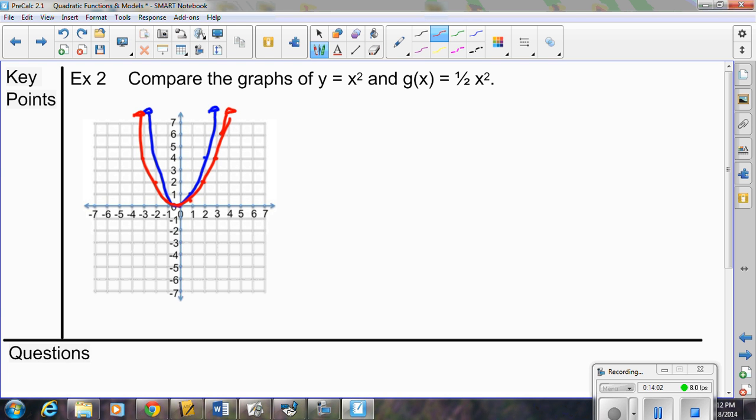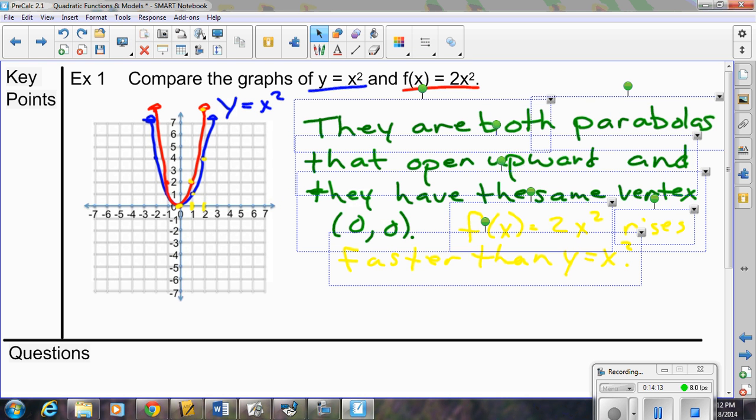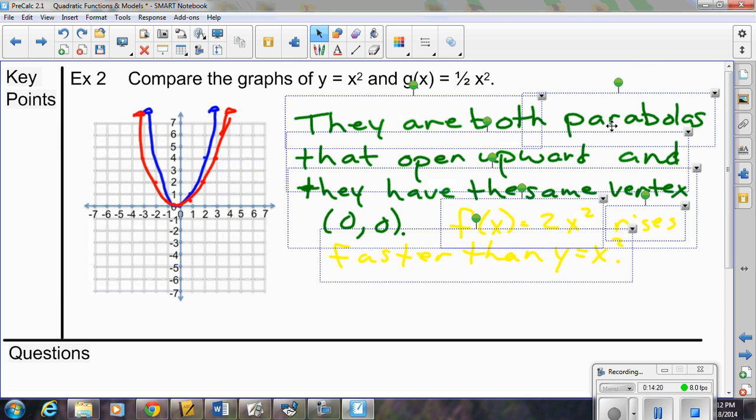So let's compare them. What's the same about them? Well, I'm going to cheat here. I'm going to go back to what I had before and just copy all the pieces that I had on the last one. I'm bringing it forward because I'm going to be a little bit lazy and save myself some time.